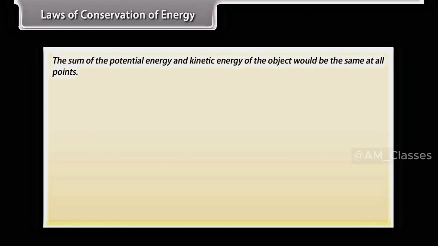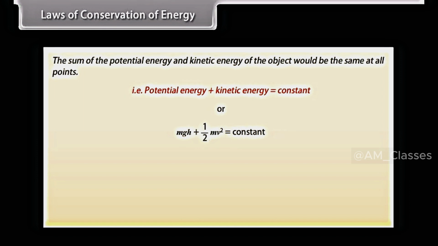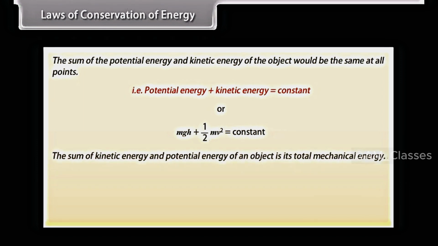However, the sum of the potential energy and kinetic energy of the object would be the same at all points. That is, potential energy plus kinetic energy is equal to constant, or mgh + 1/2 mv² is equal to constant. The sum of kinetic energy and potential energy of an object is its total mechanical energy.